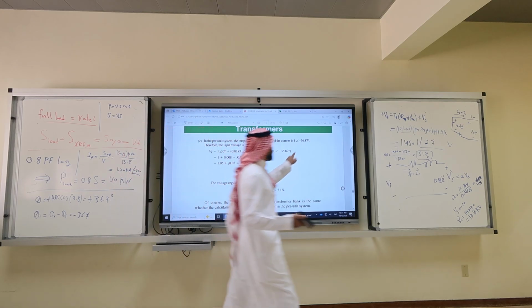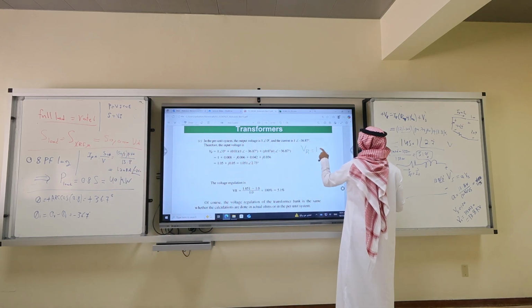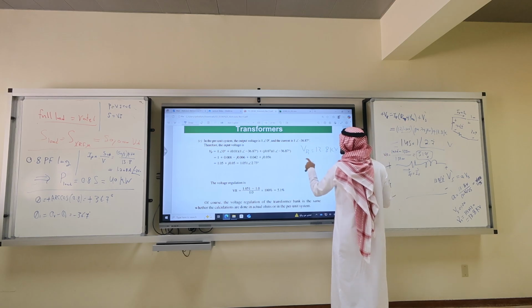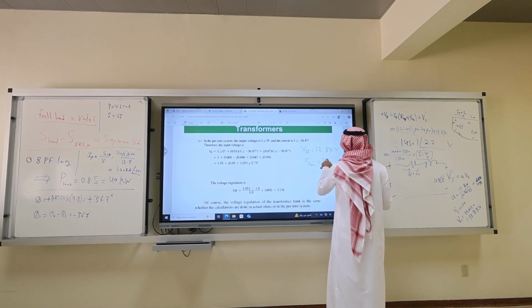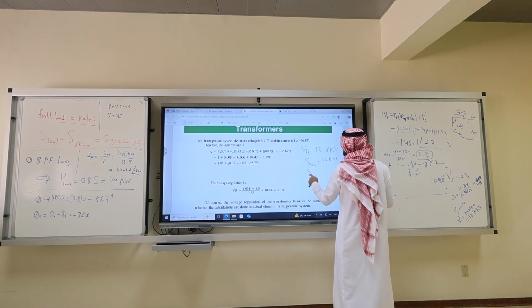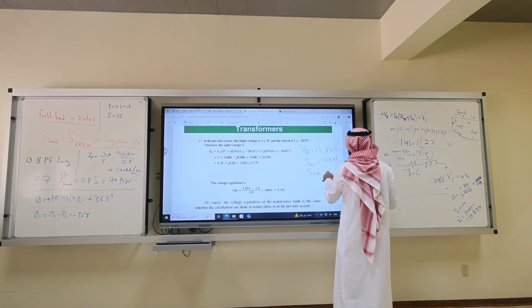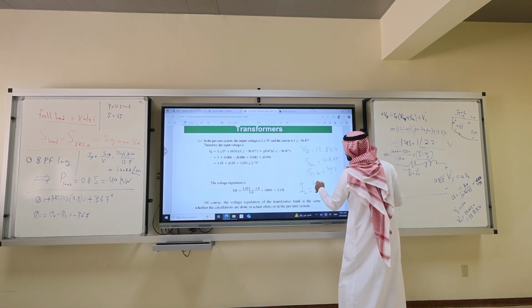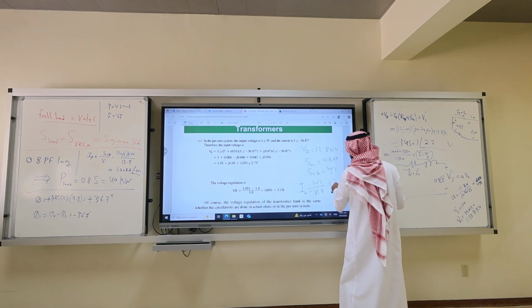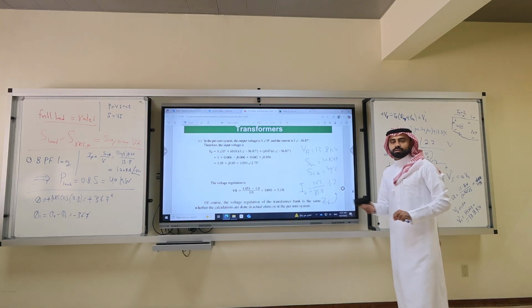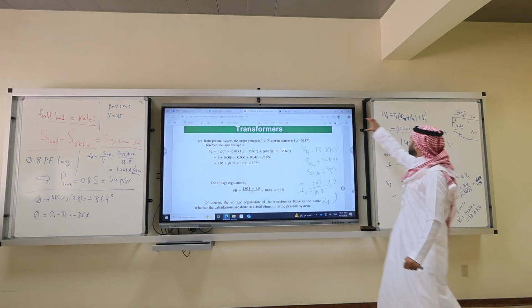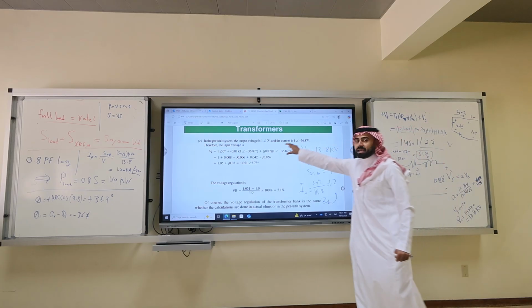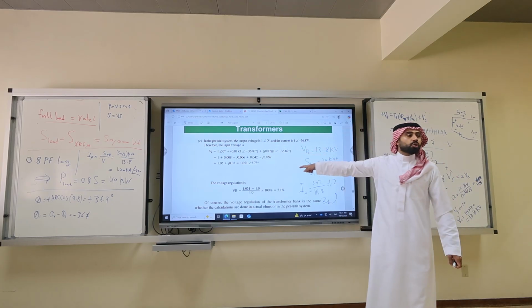Again, in summary, what is V base here? 13.8. What is S base? 50. What is S1 base? 50 by 3. What is I base? It is 50 over 3 divided by 13.8, which is 1.2. What is Z base? Go back to the previous problem. We solved it. If you divide these quantities by the corresponding base, you should get these numbers. Who doesn't get it?